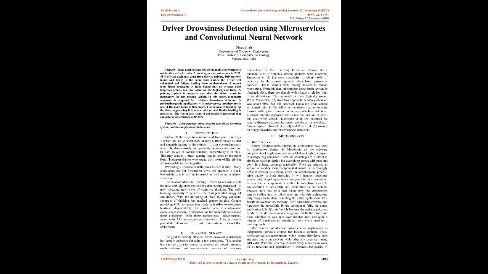In the second approach, data from sensors is collected. These sensors were mainly related to human monitoring. From this data, information about brain activity is obtained. Also, there are signals which have a relation with driver drowsiness. This approach is more logically sound. When Marty et al. [2] used this approach, accuracy obtained was above 90%.